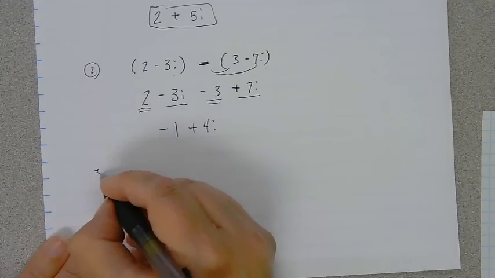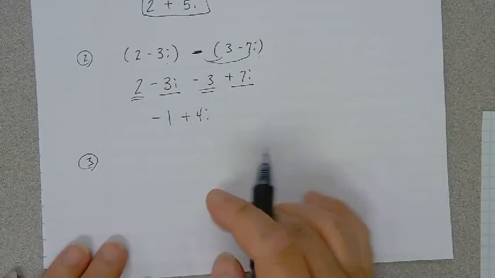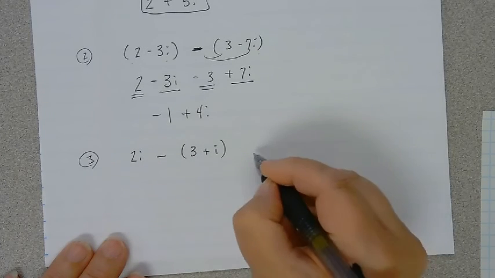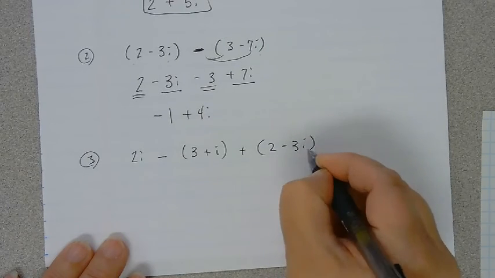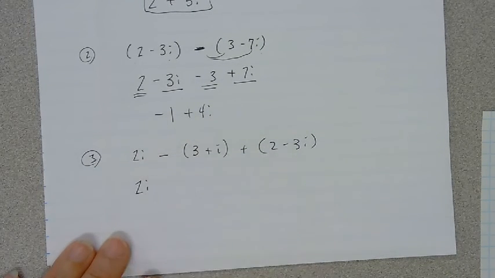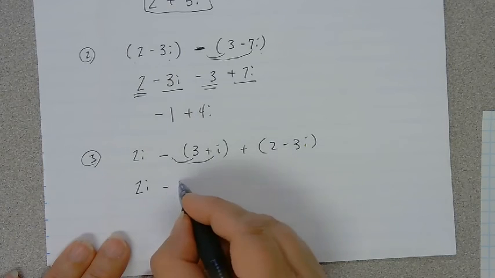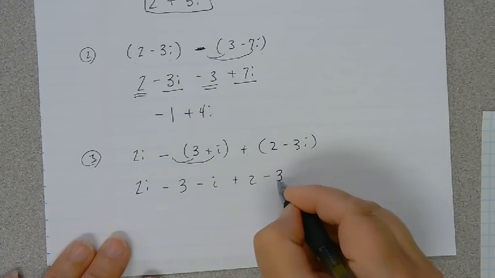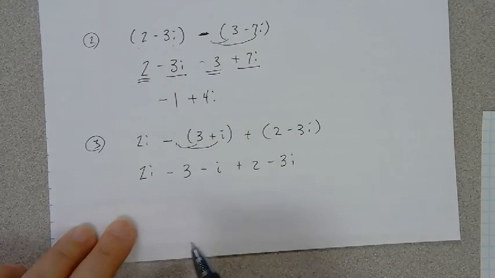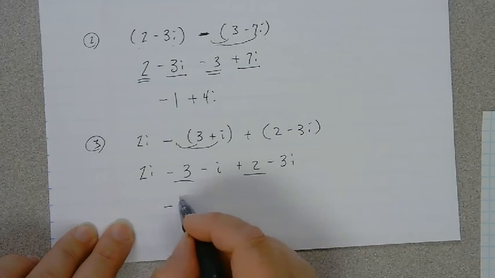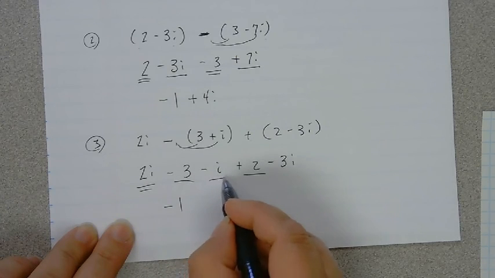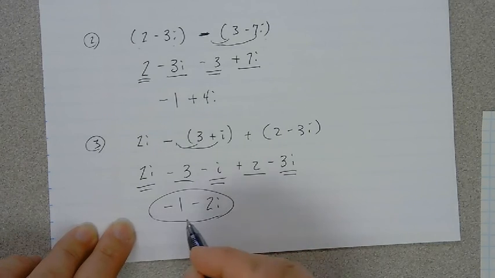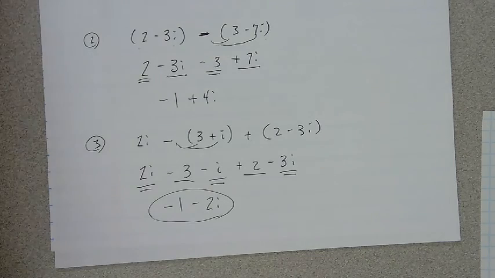The third example I'm going to do kind of puts a lot of things together here. So I've got 2i minus 3 plus i plus 2 minus 3i. So this part stays the same, but because there's a negative in front of this one, I have to distribute. And since there's a plus in front of this one, everything stays the same. Now I'm going to go through and put my like terms together. I have negative 3 and positive 2, which is negative 1. Positive 2i minus i is 1i. Subtract 3i is negative 2i. So that is how you add and subtract with imaginary numbers.